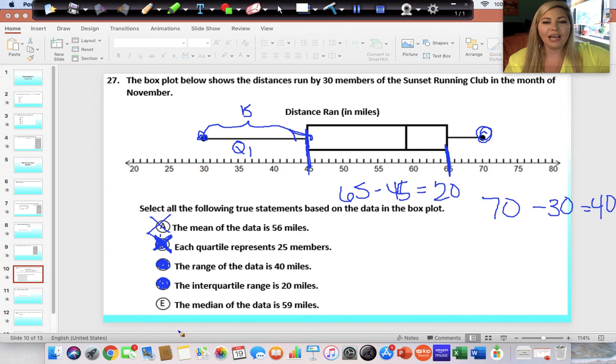The median of the data is 59. Median is where this line is in the box plot. The line in the middle of the box itself is your median. So the number right before 60 is 59. So that answer is correct. So C, D, and E are your answers.